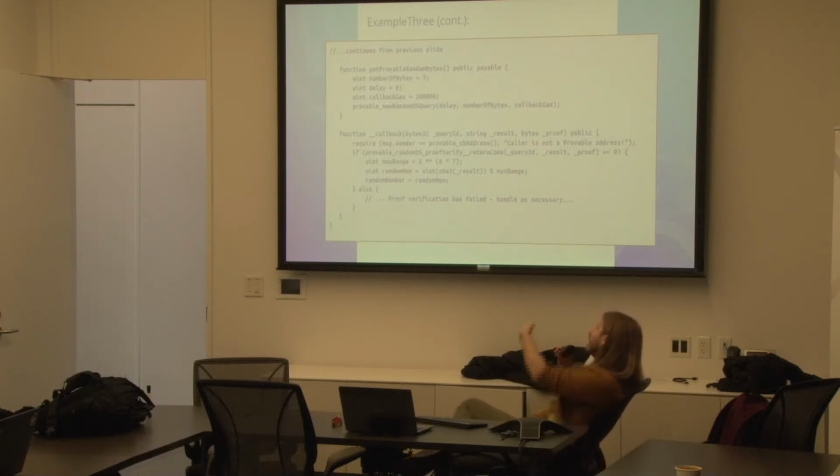So the same story, we have a function that calls the data source. In this case, it's a little bit more complicated because we're asking specifically for our random data source, and we've got to say how many bytes of randomness we want. You've got a couple of other parameters.